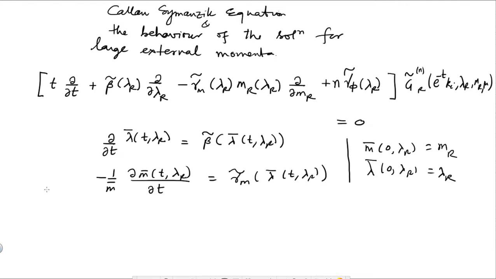And then we found the solution. I should also remind what gamma tilde m and gamma tilde phi are. Gamma tilde m is 1 plus gamma m, and gamma tilde phi is d phi tilde plus gamma phi. And remember mu is always fixed. So what was the solution? The solution was the following.